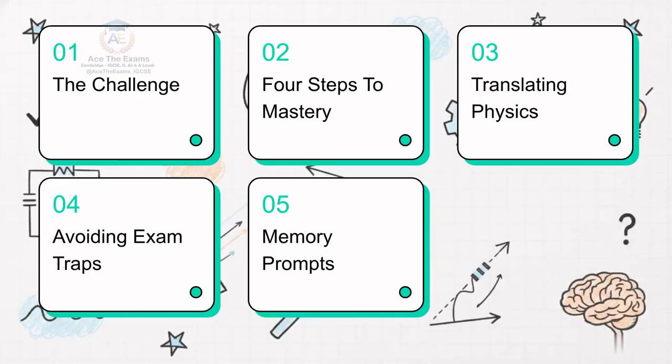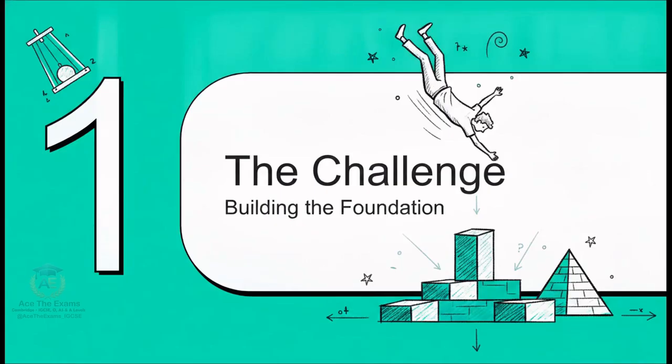Okay, here's our game plan for today. We'll kick things off with a free fall challenge, move right into our 4 steps to mastery, learn exactly how to translate physics data, dodge those common exam traps, and then we'll wrap it all up with some essential memory prompts. All right. Section 1, the free fall challenge, building the foundation.